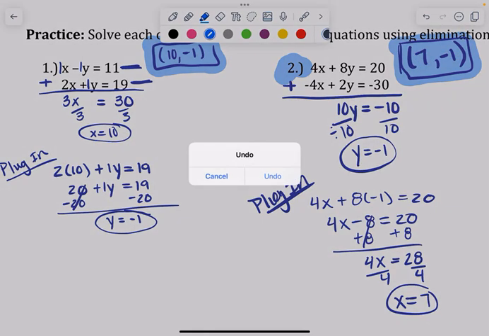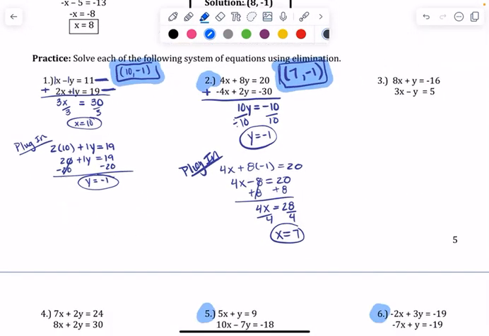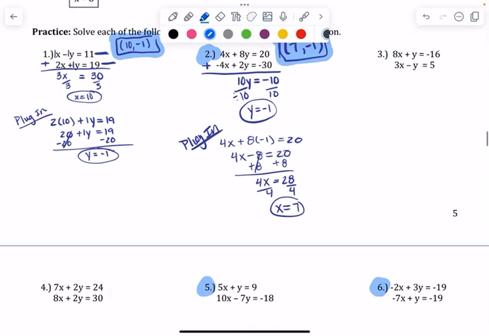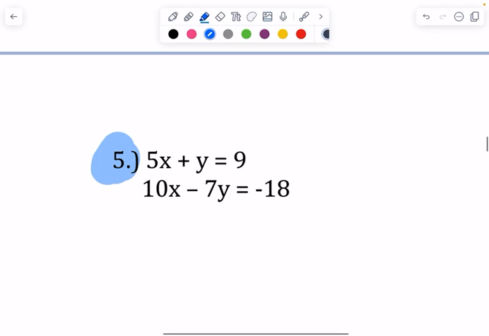All right, so it's not always that easy of just adding them up right away. Sometimes you have to do a little bit of work or setup. So like if you look at number 5, neither of your x's or your y's are the same number. Like we've got 5x and 10x. We've got 9y and negative 7y. So neither of them are the same number. And then they're also not positive and negative.